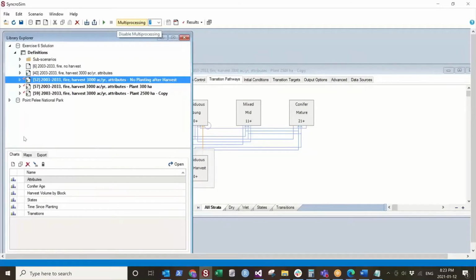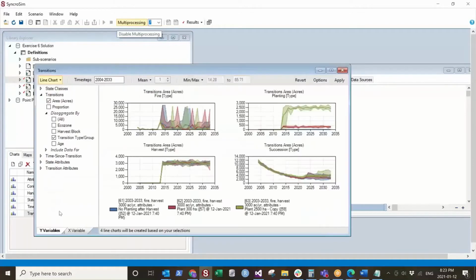So a couple of results that we could look at. First of all, let's take a look at the transitions. And maybe I've been talking for a while, I should pause. Are there any questions so far?